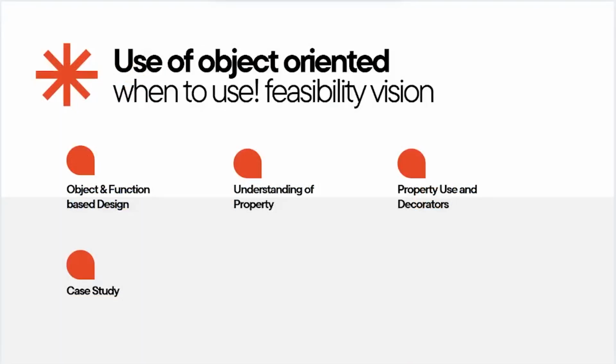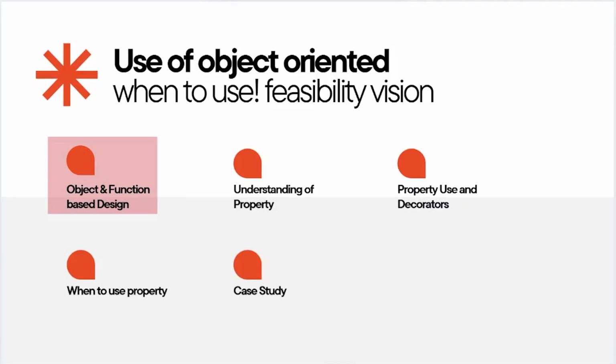In this section, we're going to be discussing a number of outlines. First, we'll be looking at object and function-based design. Next, we'll look to understand the concept of a property in object-oriented programming overall and in Python in particular. Then we'll look at the use of a property as a decorator and what kind of functionality we can utilize and benefit from. Finally, we're going to wrap everything up with a case study. Let's go ahead and start with the first outline.